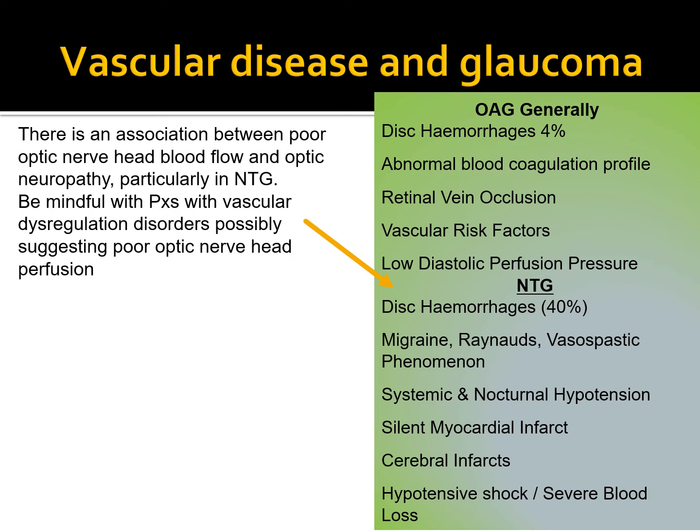So there is certainly an association between poor optic nerve head blood flow and optic neuropathy, again, particularly with normal tension glaucoma. It's easy to say that most of the patients we see are normal, they don't have glaucoma, but be mindful that patients with vascular dysregulation disorders could possibly suggest poor optic nerve head perfusion. It's usually the other way around. You'll look at the optic nerve and think it looks suspicious and then pay more attention to what they've already told you.